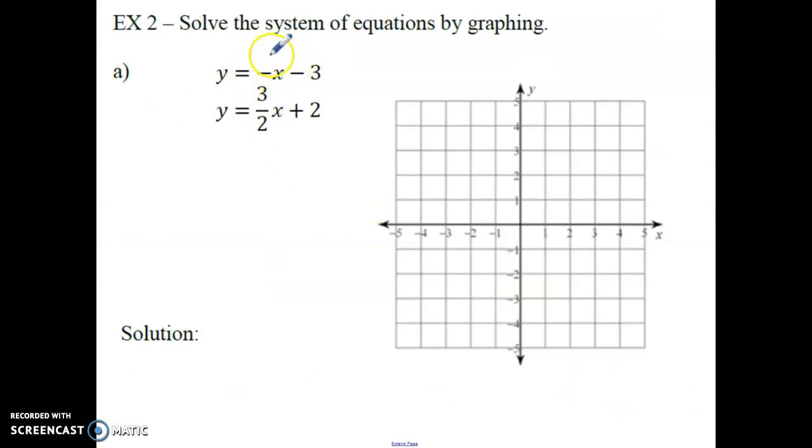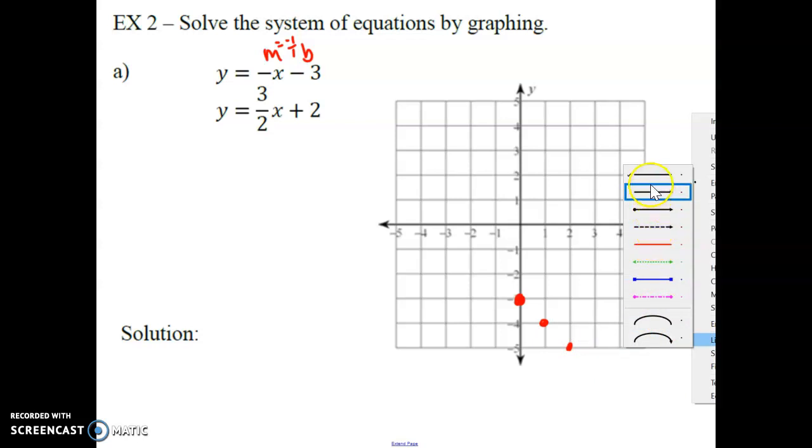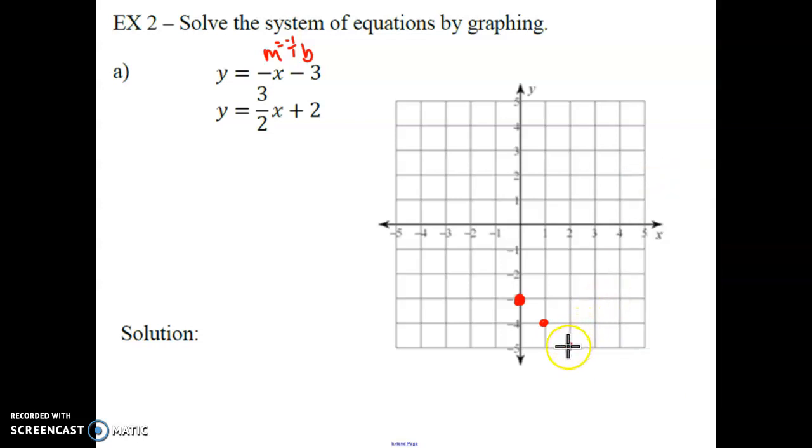I'm going to graph this first equation in red, and we're going to start by finding our m and our b. Remember, if there's not anything there, we can put a 1 over 1, and our b is -3. So I'm going to start at -3, and I'm going to go down 1, right 1, because my slope is negative. And I'm going to go ahead and draw a nice, straight, very accurate line that goes all the way across the graph.